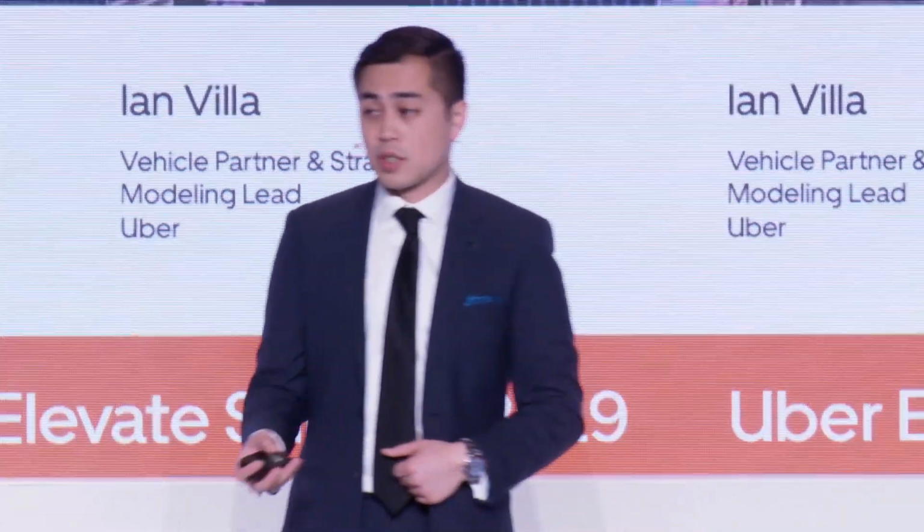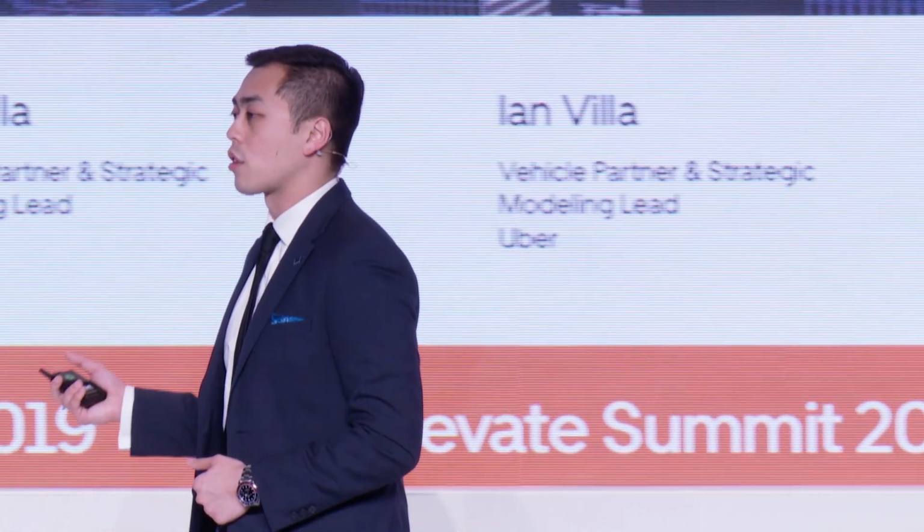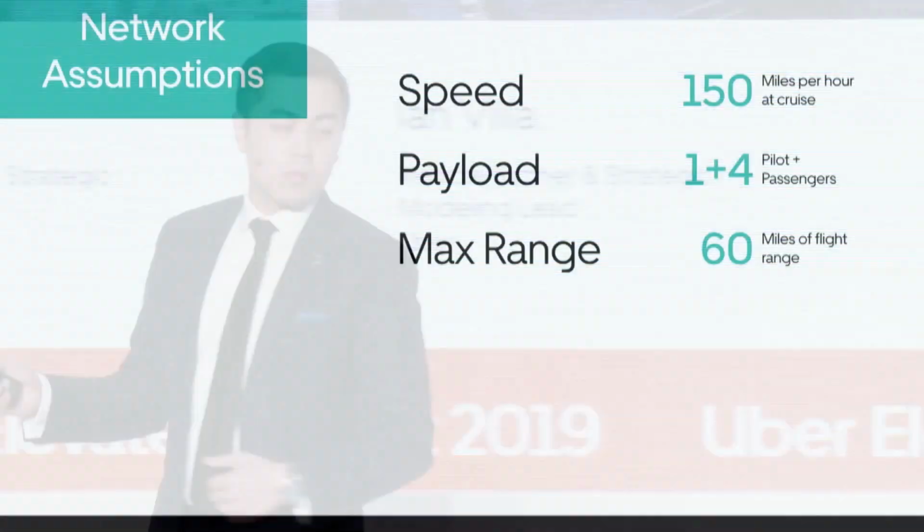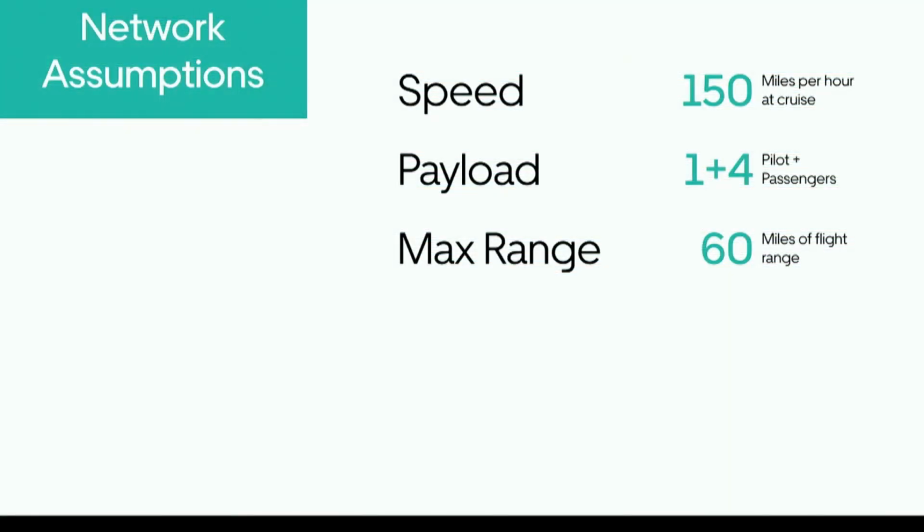Combined with that are network assumptions. These essentially tell us how we're going to fly these vehicles. Maybe you've designed a vehicle that can cruise at 175 miles per hour, but you want to operate it on the network at 150 miles per hour. We can vary the payload depending on the trips that we're making, and the skyport nodal locations can be varied and constrained depending on the max range capability of those vehicles.